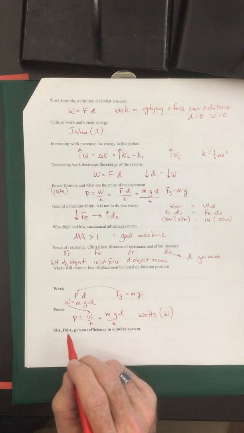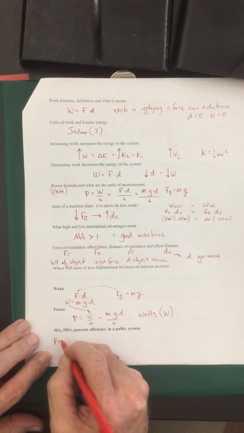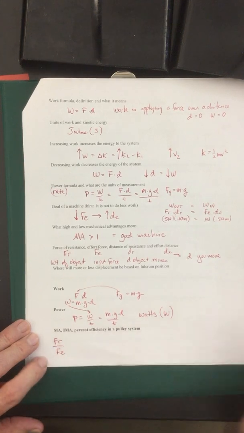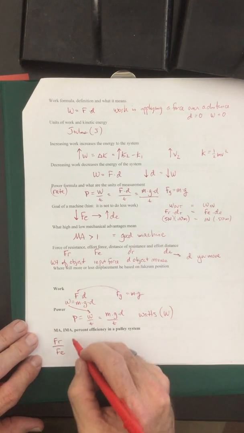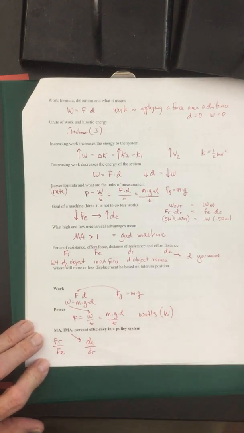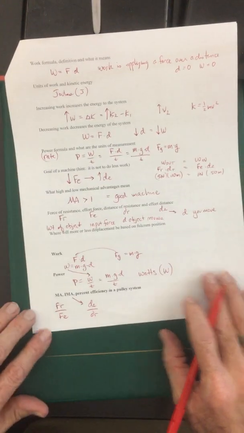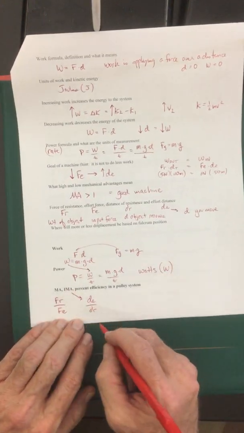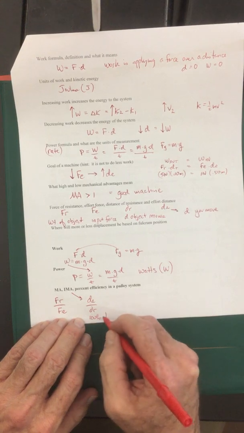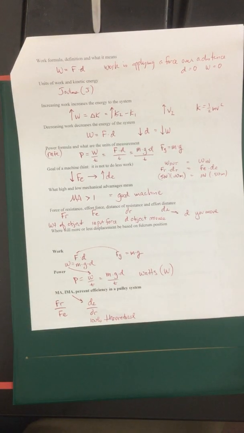You'll need to calculate the mechanical advantage, which is the force of resistance over the force of effort. The ideal mechanical advantage is the distance of the effort over the distance of resistance. Now, this is like your 100% theoretical mechanical advantage, sort of like your theoretical yield. What's the 100% possibility that you can get?